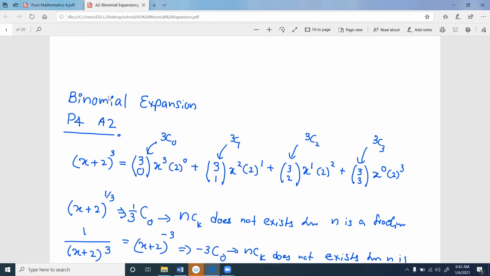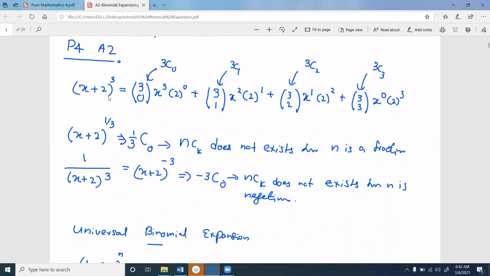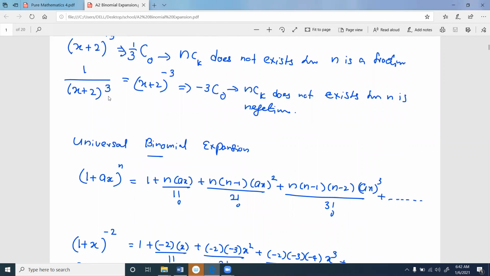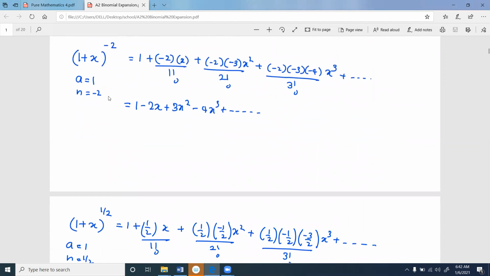The ordinary binomial expansion that we learned in our AS level is only applicable for positive integers, just like this kind of situation. But you cannot apply the same formula for fractional powers and negative powers. In this situation, we learned a formula called the universal binomial expansion, which is applicable for all positive, negative, and fractional powers. So that is what we were learning in the last topic.